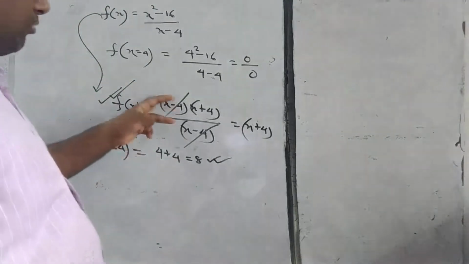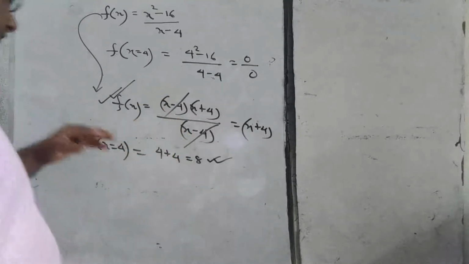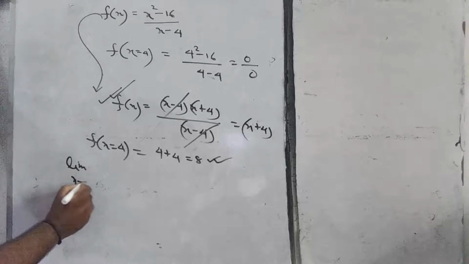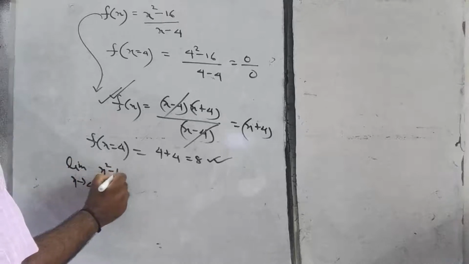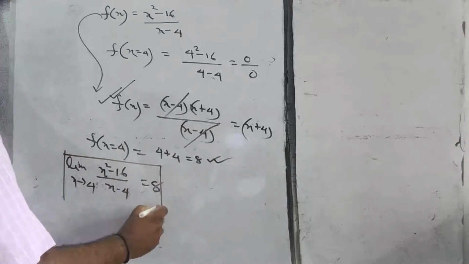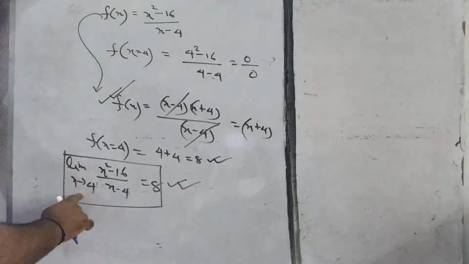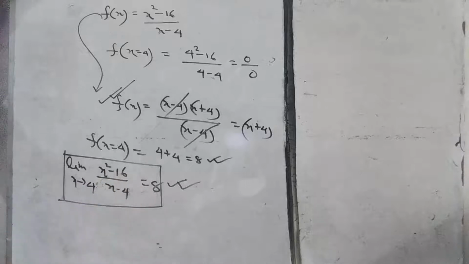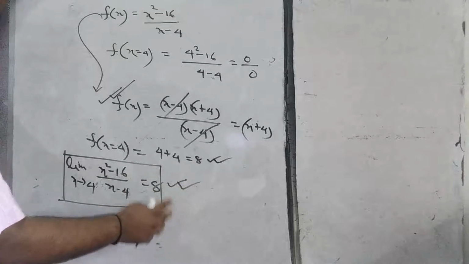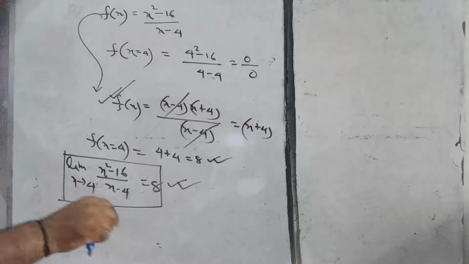By cancelling out the common term in numerator and denominator, we get f(x) is equal to x plus 4. We can write limit x tends to 4, (x square minus 16) upon (x minus 4) is equal to 8. So this is the limiting approach where we cancel out the common term so that there is no term which makes the limit of the expression 0 by 0.